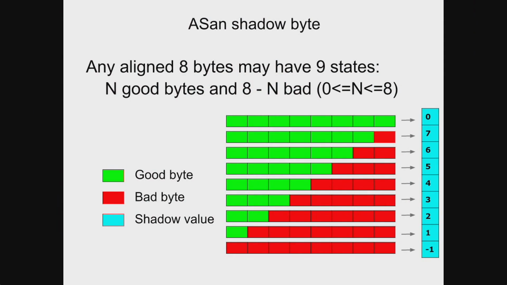And we store our own metadata in that piece of address space. So what do we store there? We need to note that any aligned 8 bytes of the application may have only 9 different states with regard to addressability. So n first bytes are good, where n is between 0 and 8, and 8 minus n bytes are bad. Since 9 is less than 256, we can encode this number in 1 byte, and this is what we store in the shadow area.